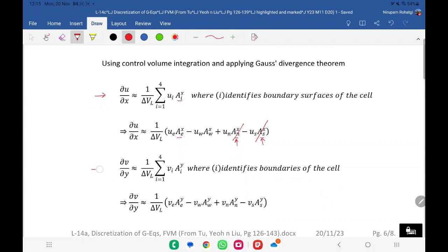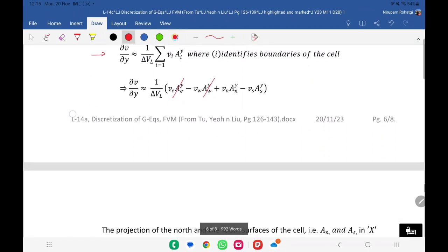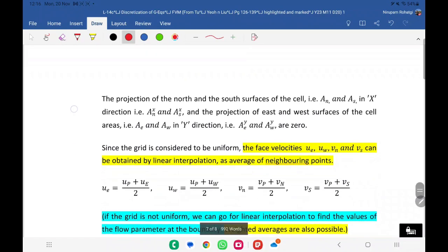Similarly, if you find del v by del y, it is also the summation of vi multiplied by ai in y direction at 4 points. Now here, if you take east and west, these two terms will go away because they don't have any component in y direction. Only n and s have a component in y direction. Okay. Now you just sum it up, right?